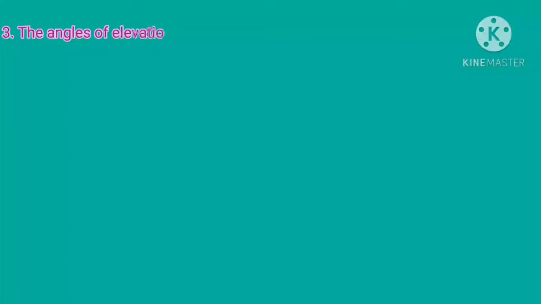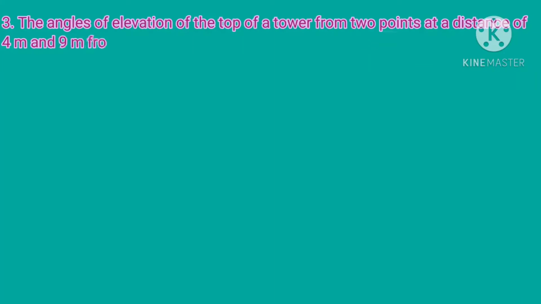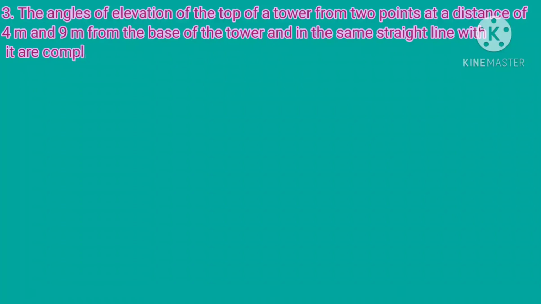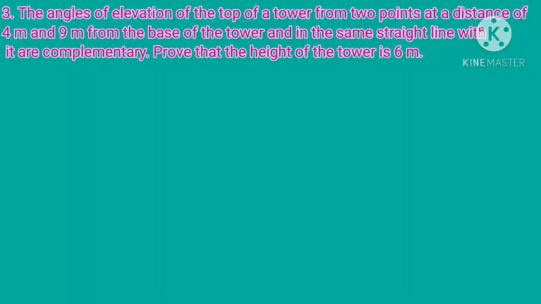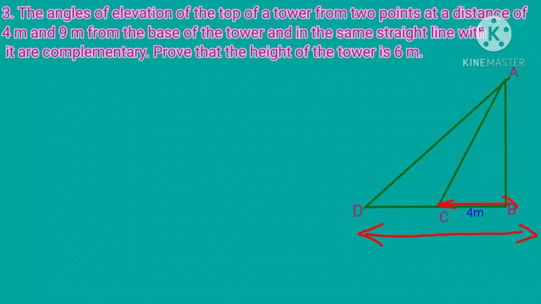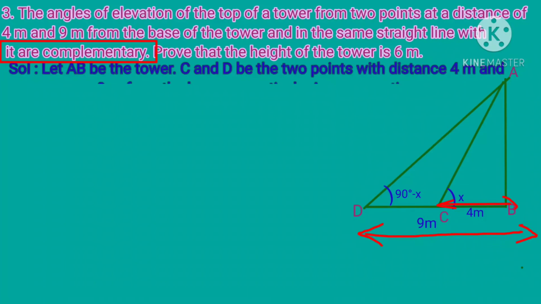The third question is: the angles of elevation of the top of a tower from two points at a distance of 4 meters and 9 meters from the base of the tower, and in the same straight line with it, are complementary. Prove that the height of the tower is 6 meters. So let's draw its figure. This AB is the tower, C and D are the 2 points at distances of 4 meters and 9 meters from the base respectively. Let us suppose this angle is x. So this angle is 90 minus x, because it is given that the angles are complementary to each other, so that their sum is 90.